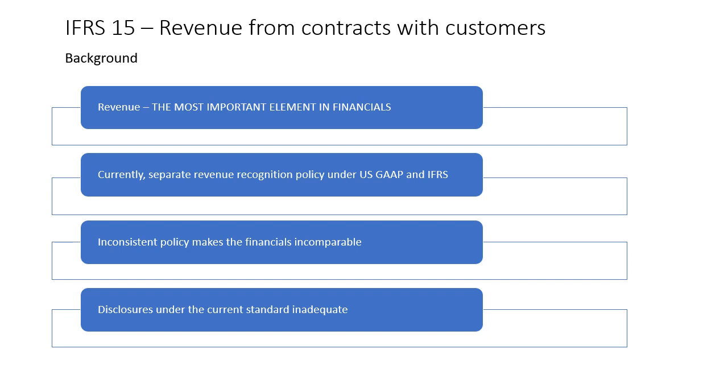Let's understand why there was a need for a new revenue standard. Revenue is the most important element in any financials. Everyone would analyze the top line to comment on any company's performance. When we look at the current revenue guidance, there are separate sets of guidance under the US GAAP and IFRS. This makes the companies preparing under US GAAP and IFRS incomparable. There are different policies for companies in different industries. Even the disclosures under the current standard were not adequate and not providing sufficient information to the users of the financials.